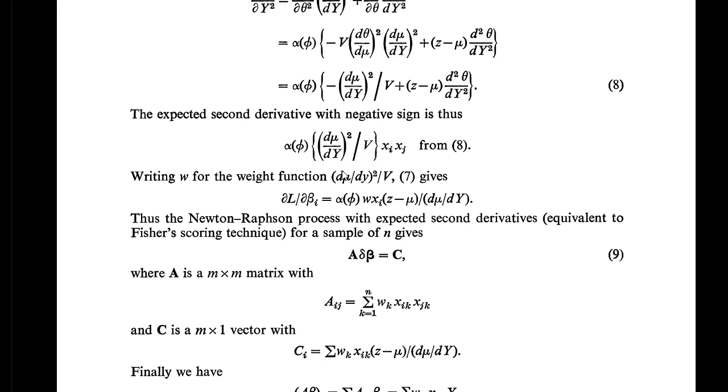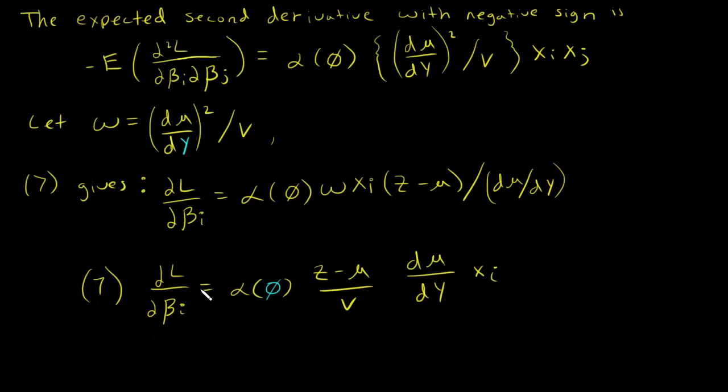Okay, so let's go ahead and go to our Blackboard, and this is what we want to show right here. I went ahead and wrote the expected second derivative just so that you can see that this W here is basically just this piece right here. So the expected second derivative can also be written as alpha of phi times W times xi xj. Okay, and that's really convenient, and that does get used in the next section.